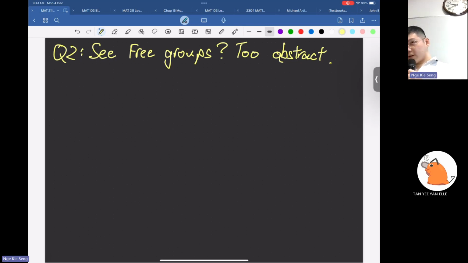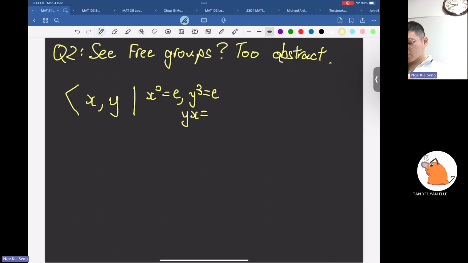So let's take the example of S3. We have discussed S3 a few times, and I asked you to do it in the assignment. Let's take the presentation of S3. Take the free group generated by X, Y, quotient out by X squared equals identity, Y cubed equals identity, and then YX equals XY squared.